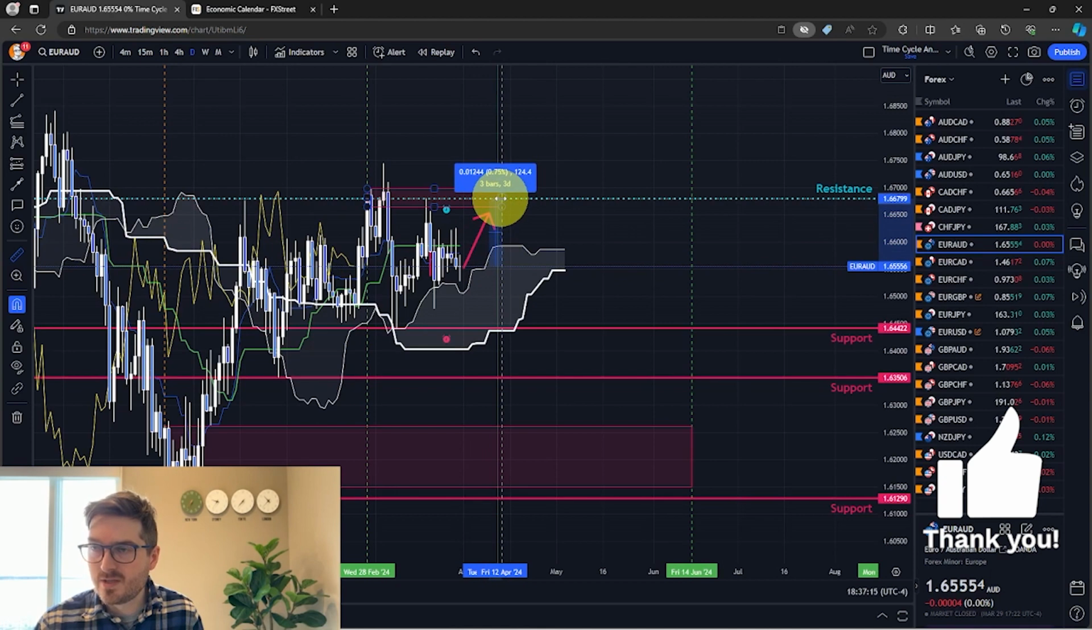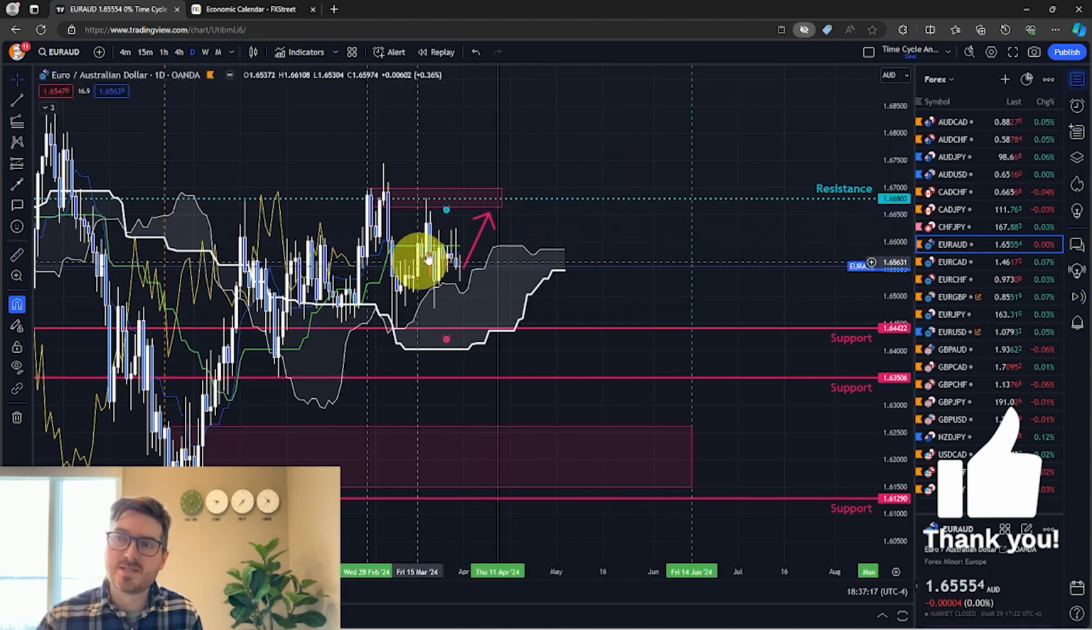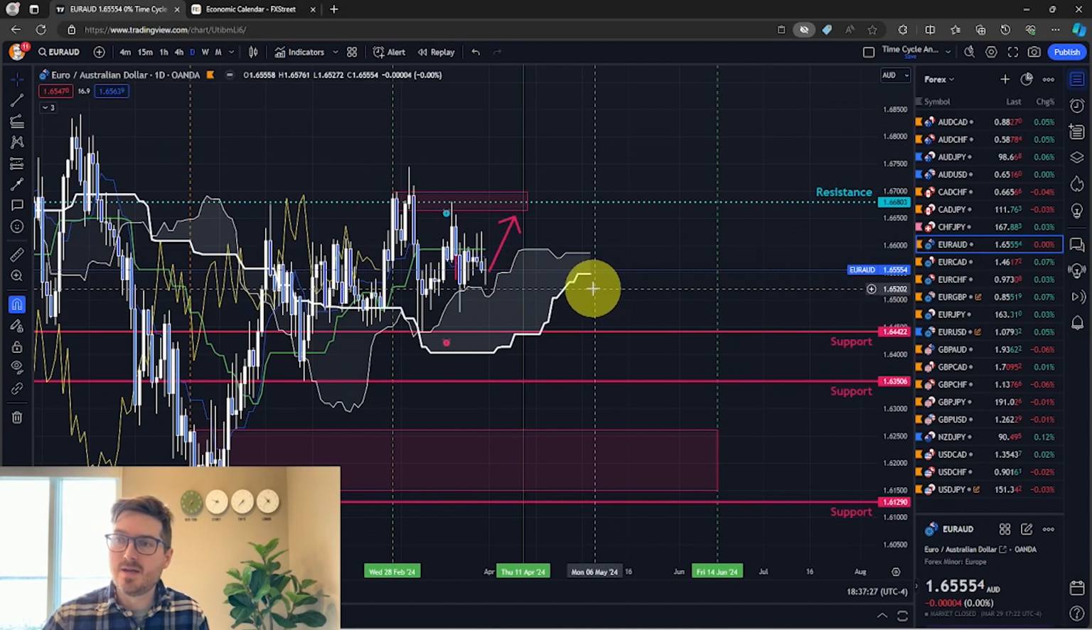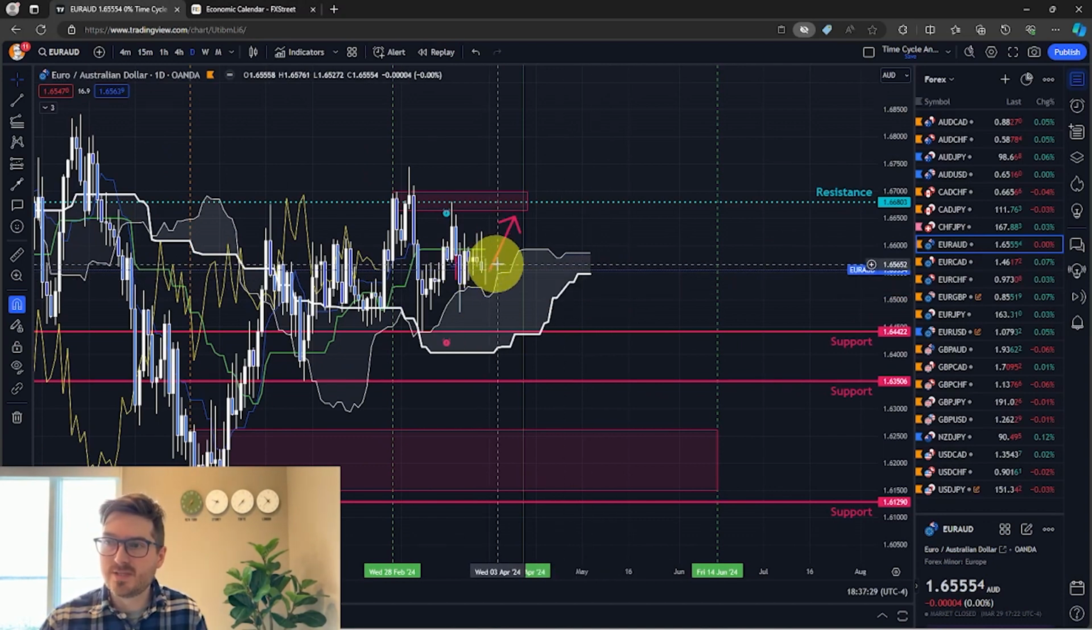Let's measure this. It's 123 pips, but remember guys, there's no trend right now. And this is a really spiky consolidating market. So most likely I won't be trading this pair. And this is just going to be consolidating in these levels here over the next few weeks.